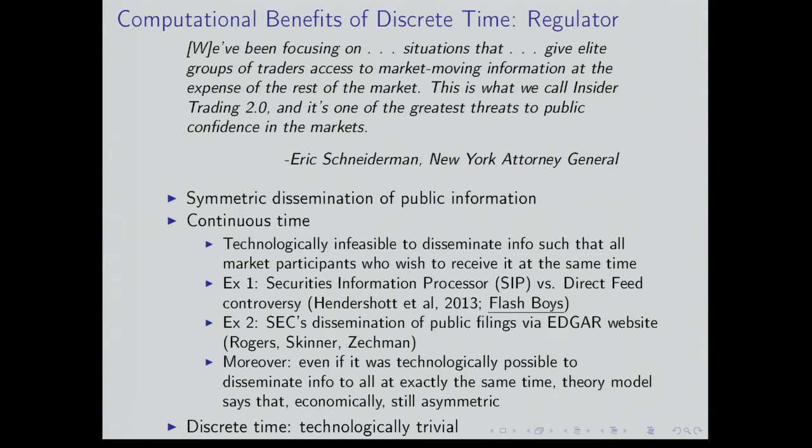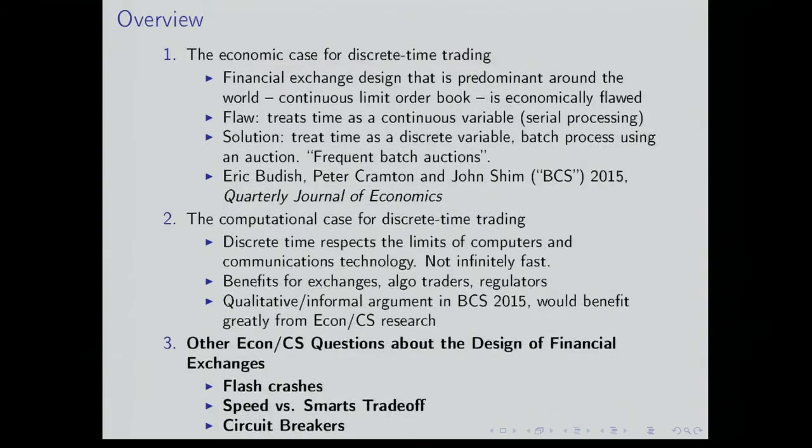Another computational benefit of discrete time is symmetric dissemination of public information. In continuous time, it's technologically non-trivial to impossible to disseminate information to multiple parties at the same time. This is manifested in a couple of high-profile controversies. And even if you could disseminate information at exactly the same time, the model shows that economically the responses to that information will be processed as if it were disseminated asymmetrically. In discrete time, all of this goes away. It becomes technologically trivial to disseminate information to multiple participants at the same time.